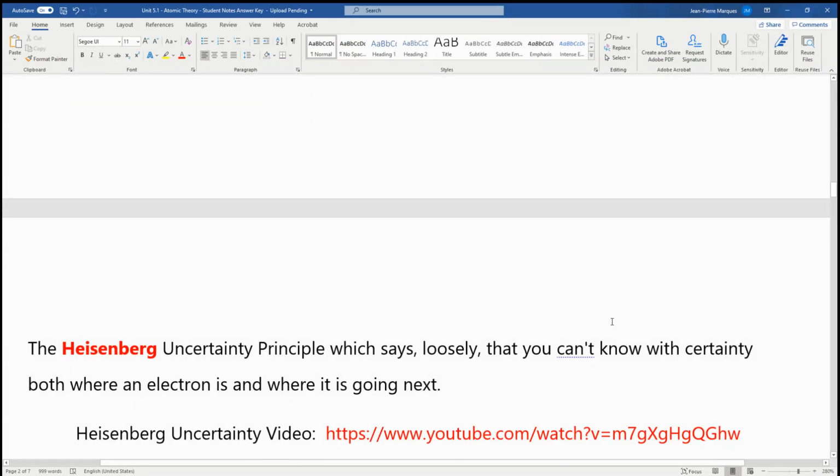The reason why is something known as the Heisenberg uncertainty principle, which says loosely that you can't know with certainty both where an electron is and where it is going next.